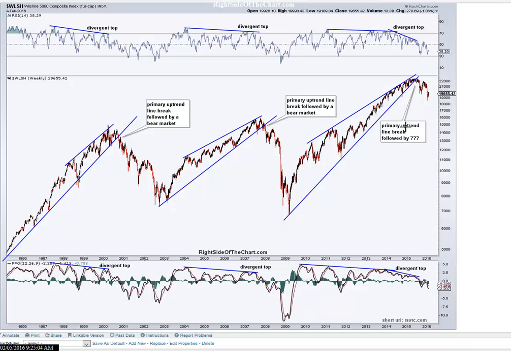I haven't had any reason to update this chart. Last time I updated it, we had the primary uptrend line break followed by a question mark, meaning there's no reason to. You look at this chart, it just speaks volumes. And I've also in the past put up the time symmetry, the distance, the scope, the duration of these bear markets. It's just super symmetrical, very symmetrical, I should say, and that's the business cycle.